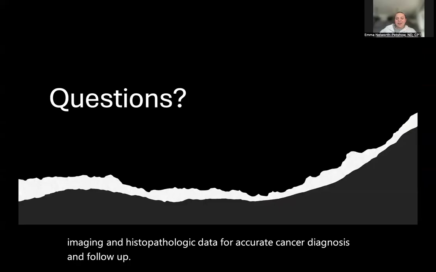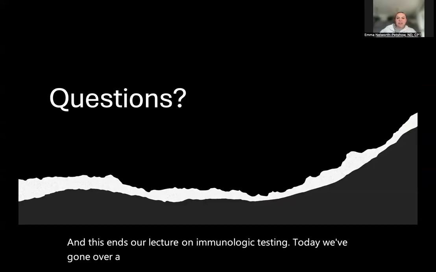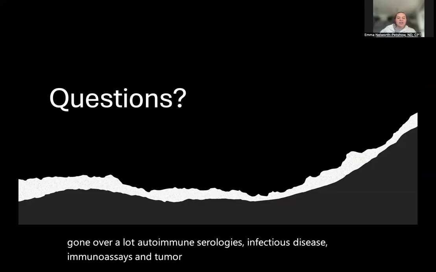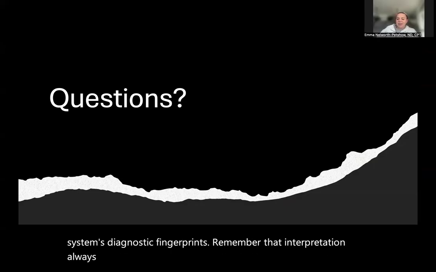And this ends our lecture on immunologic testing. Today we've gone over a lot: autoimmune serologies, infectious disease, immunoassays, and tumor markers, each representing the immune system's diagnostic fingerprints. Remember that interpretation always depends on context. Test results are tools, not diagnoses.